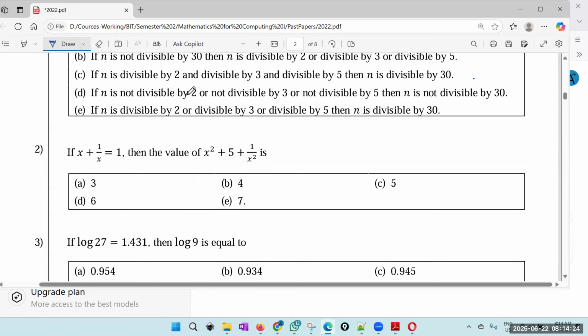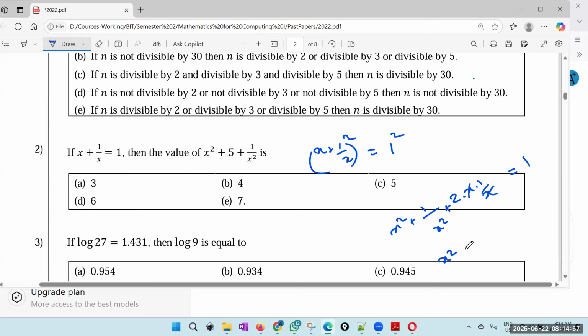Right, if x plus 1 over x is 1, then what is the value of this? So if you square it, there's a possibility of getting this term and this term, right? So therefore, let's try to square it. So (x plus 1 over x) squared, which is 1 squared, that is x squared plus 1 over x squared plus 2 times x into 1 over x, which is 1. And you can see x gets cancelled.